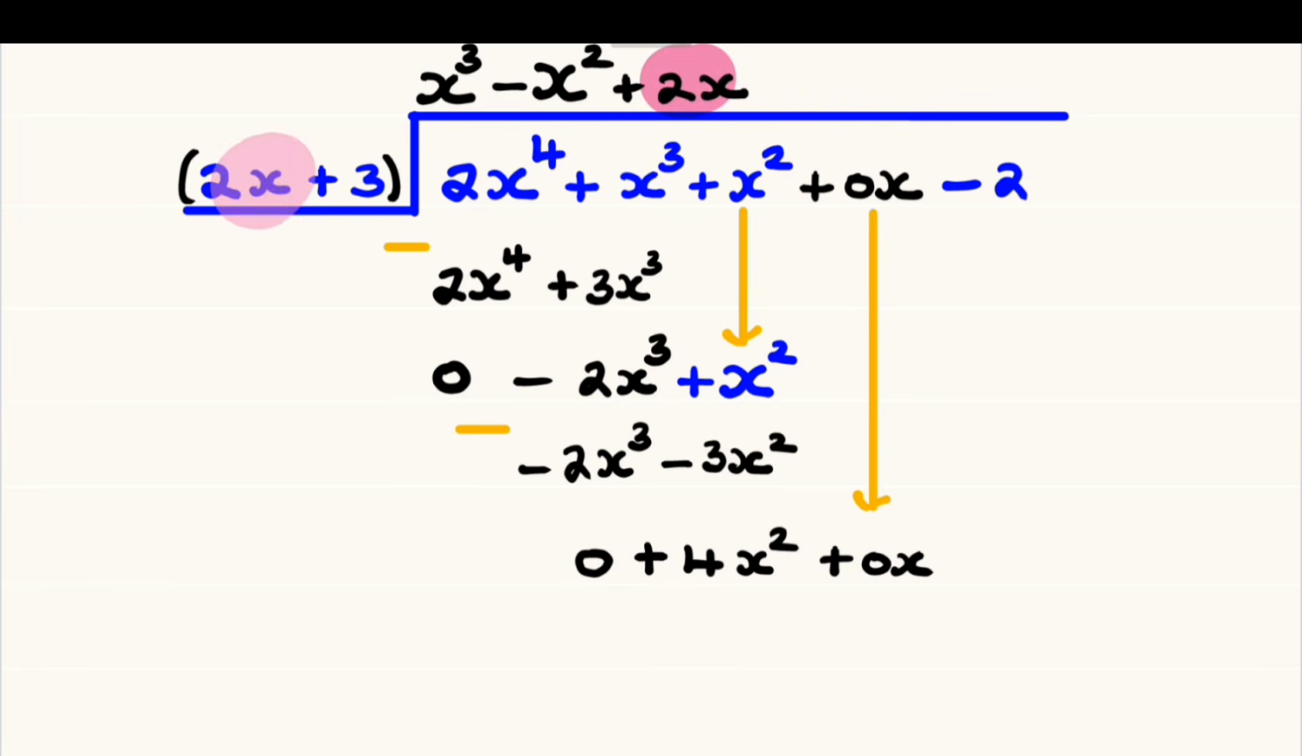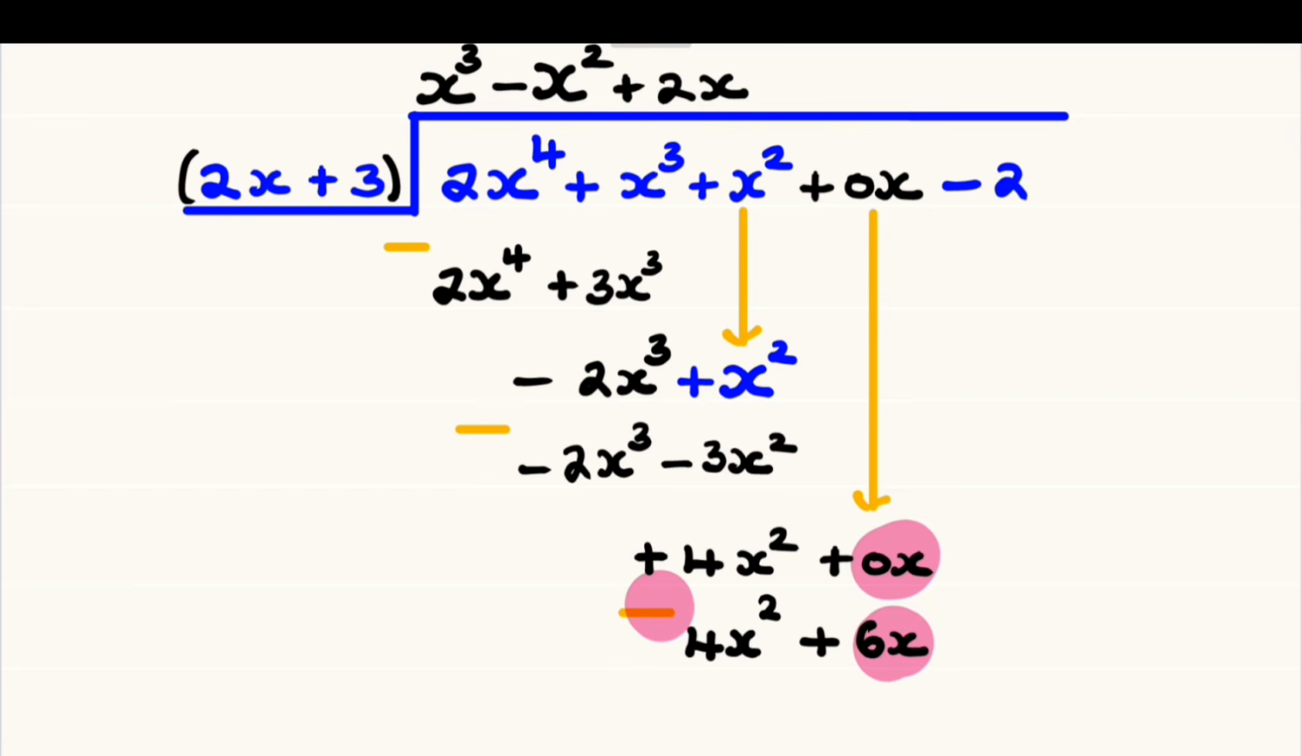That 2x multiplied by 2x plus 3. So 2x multiplied by 2x will be equal 4x squared. It's not necessary to include the zeros, so in fact let me remove the zeros. So that 2x multiplied by that 3 will be equal positive 6x. Now we minus, so 4x squared minus 4x squared will be 0, so we don't have to write the 0, but the 0x minus 6x will be equal negative 6x.